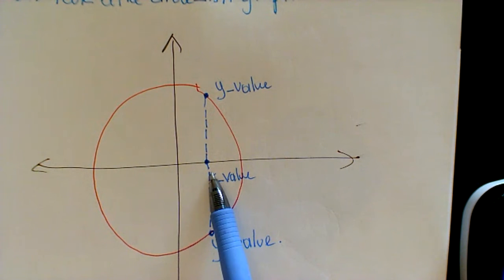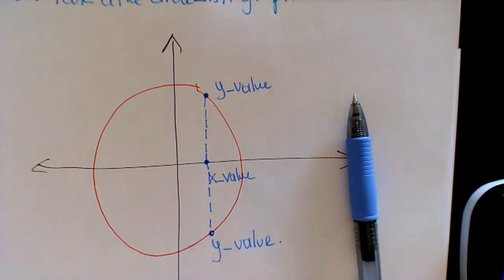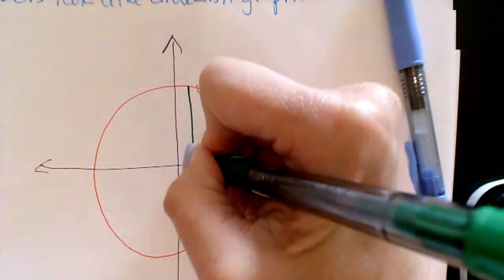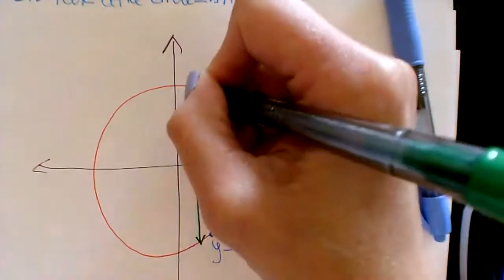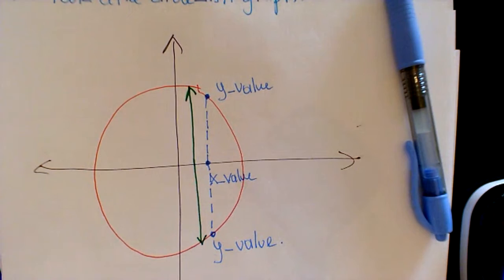And second, the 3 points form a vertical line. Let me draw it. Those 3 points, you see them there? They form a vertical line. So if I can draw a vertical line that cuts through your graph more than once, then the relation is not a function. And this is known as the vertical line test.